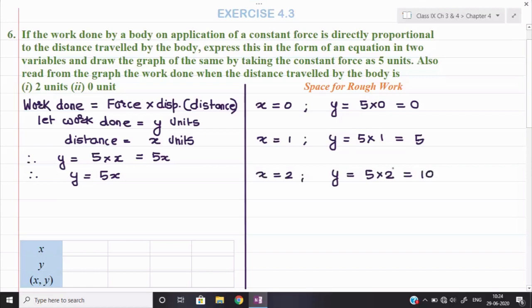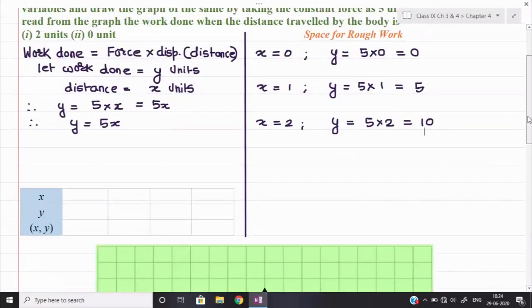So now what are the solutions I got here? As x equal to 0, the value of y will also be 0. Okay, and in that case the solution is 0 comma 0. Similarly, if I take x equal to 1, then y will be equal to 5, and the solution will be 1 comma 5. And the last one is x equal to 2, then y is equal to 10, and the solution is 2 comma 10. Let us plot all three values onto the graph paper.